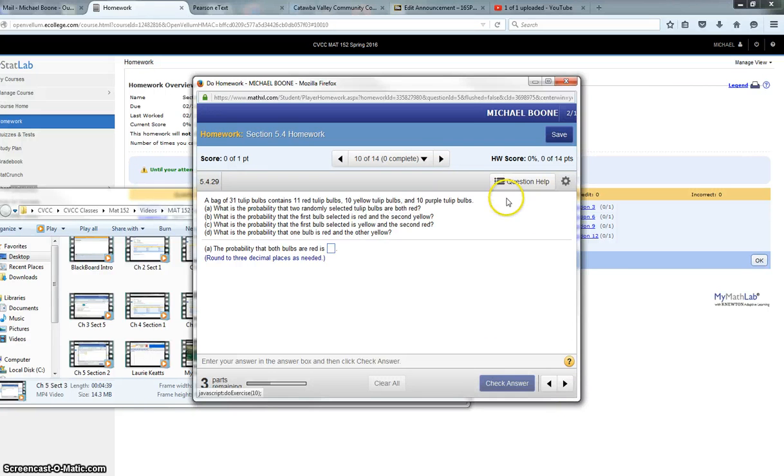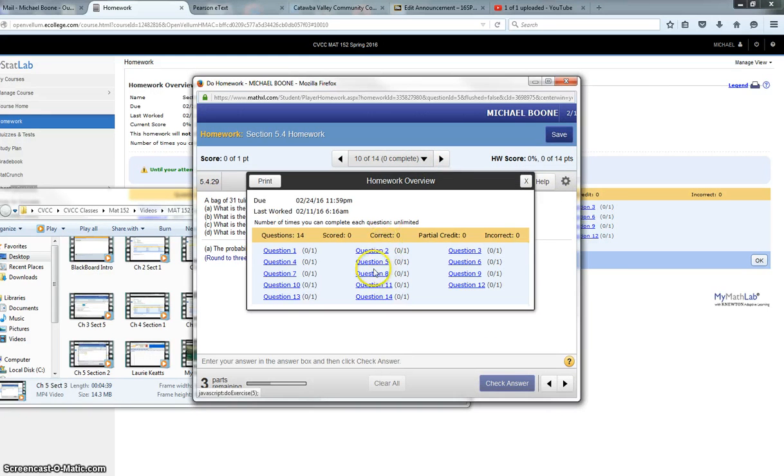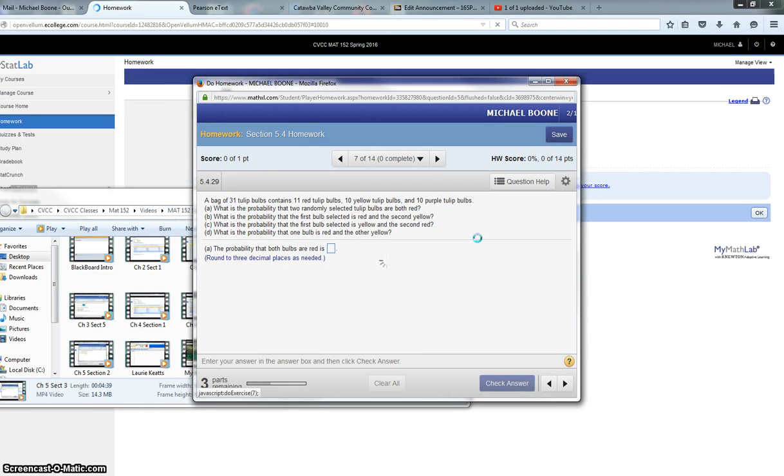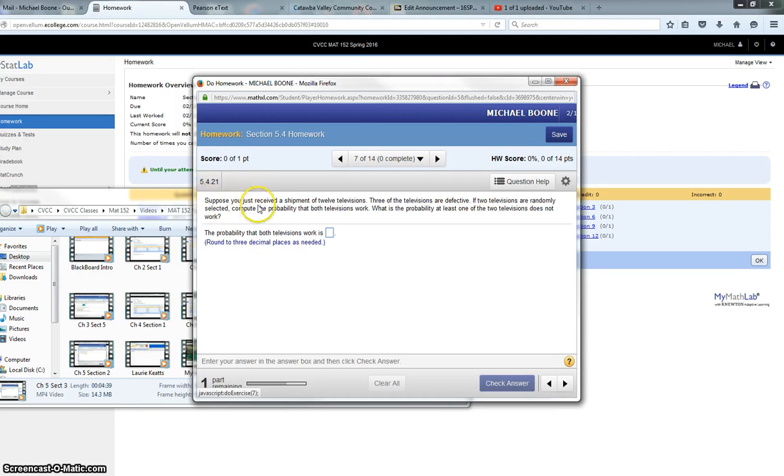So let's look at some problems from section 4. First one I want to look at is number 7. Some more of that at least idea. So suppose you just receive a shipment of 12 televisions, 3 are defective. If 2 televisions are randomly selected, compute the probability that both televisions work.